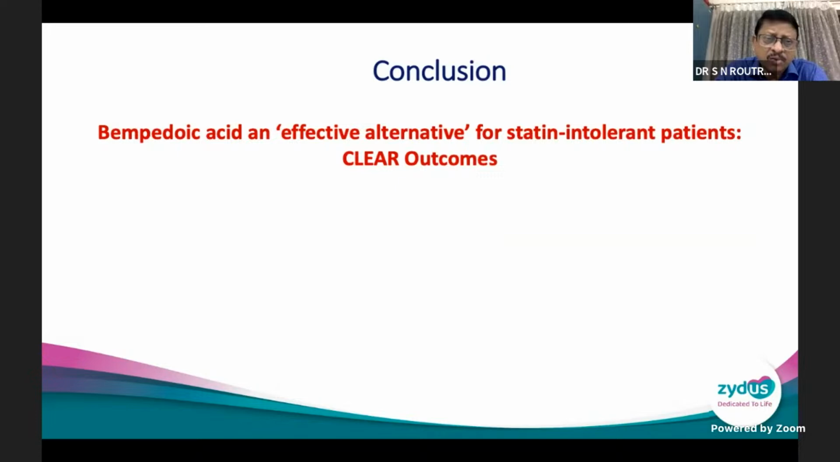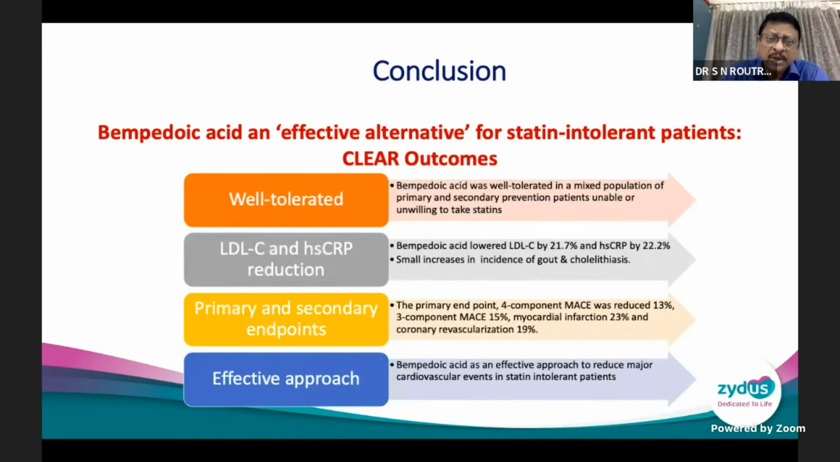According to this trial, the conclusion is that bempedoic acid is an effective alternative for statin intolerant patients. In this CLEAR Outcomes study, it was found to be well tolerated in a mixed population of primary and secondary prevention patients unable or unwilling to take statins. So these patients were either statin intolerant or not willing to take statins, and in them it was found to be safe and well tolerated. There was a reduction in LDL cholesterol by 21.7% and hsCRP by 22.2%. There were small increases in the incidence of hyperuricemia, gout, and cholelithiasis in the safety analysis.